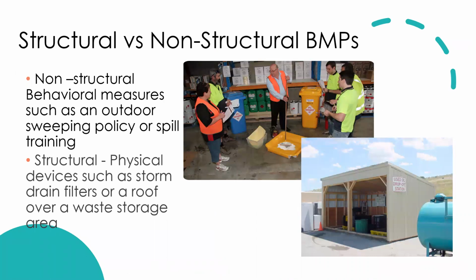All right, so once you've got an idea of some of your issues, then you can work on your best management practices. So there are 2 major types. We've got our non-structural behavioral measures here. These are your outdoor sweeping policies, spill training, anything that's just general good practices that are more mental than a physical structure. We then have our structural, which are the physical devices. So storm drain filters, or a roof over a waste storage area, or secondary containment. These are all structural ways to prevent anything from happening.